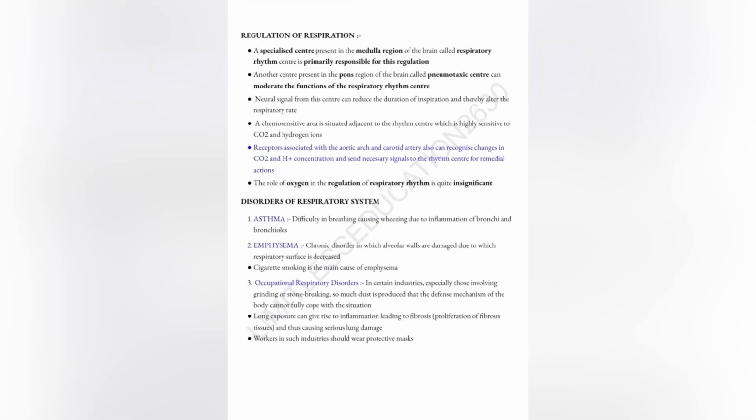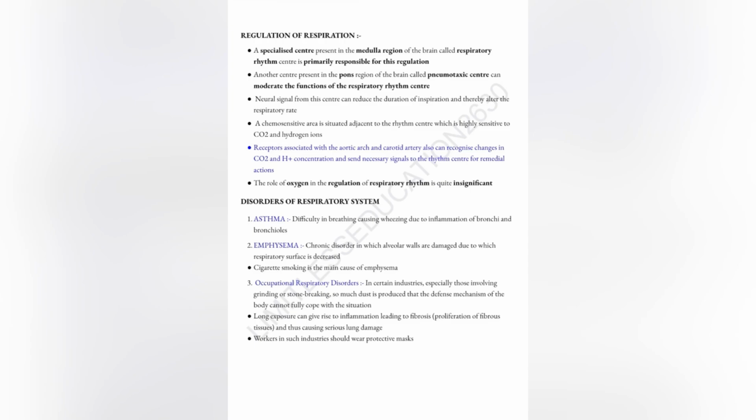Coming to the regulation of respiration, a specialized center which is present in the medulla region of the brain, called the respiratory rhythm center, is primarily responsible for the regulation of respiration. Another center which is present in the pons region of the brain, called the pneumotaxic center, can moderate the functions of the respiratory rhythm center. Neural signals from this center can reduce the duration of inspiration and thereby alter the respiratory rate.